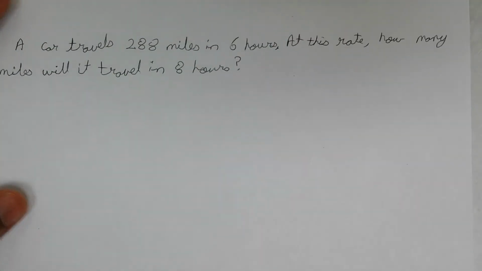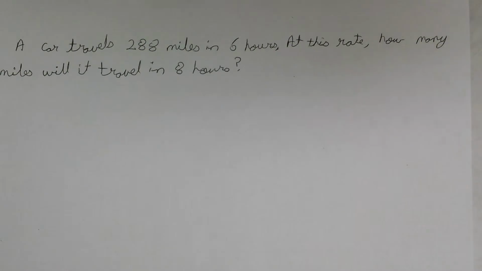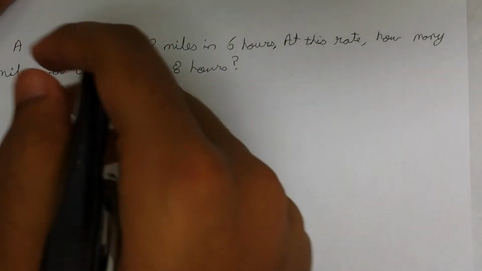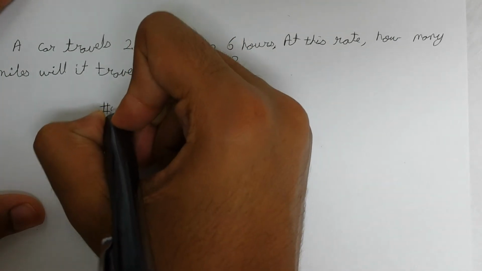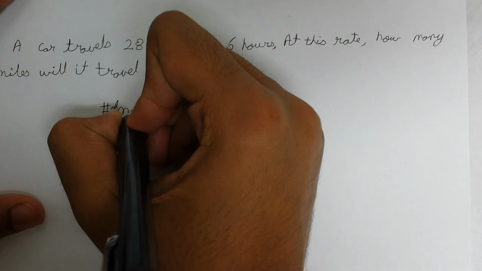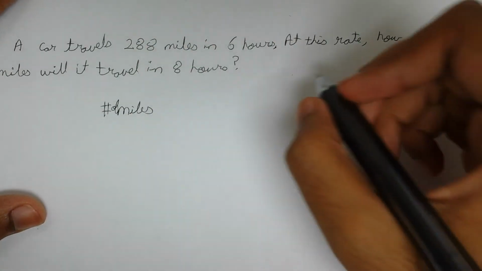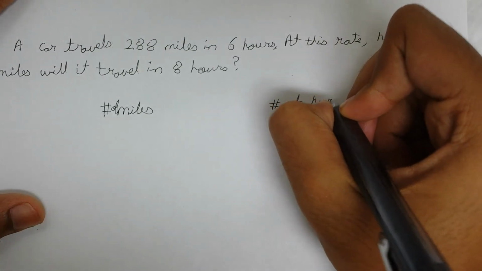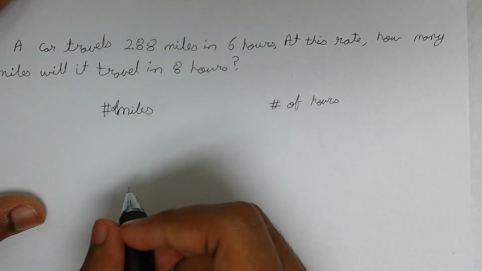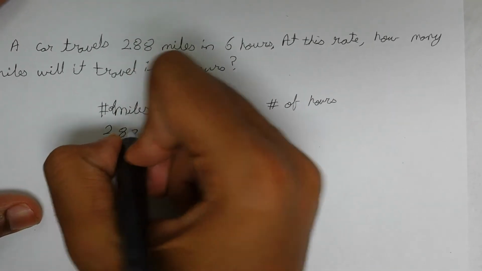Alright, I know my handwriting's okay. So this is the second question. A car travels 288 miles in 6 hours. At this rate, how many miles will it travel in 8 hours? Just like we did before, I'm going to make two sides. This one's going to be number of miles. It's a little cramped, I'm sorry about that. This is going to be number of hours. This side, 288 miles in 6 hours.